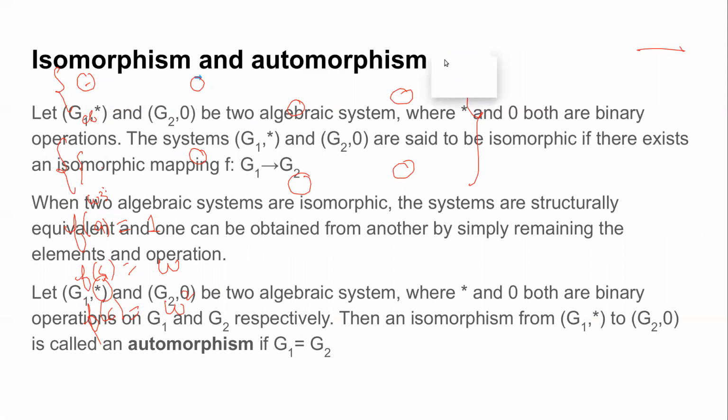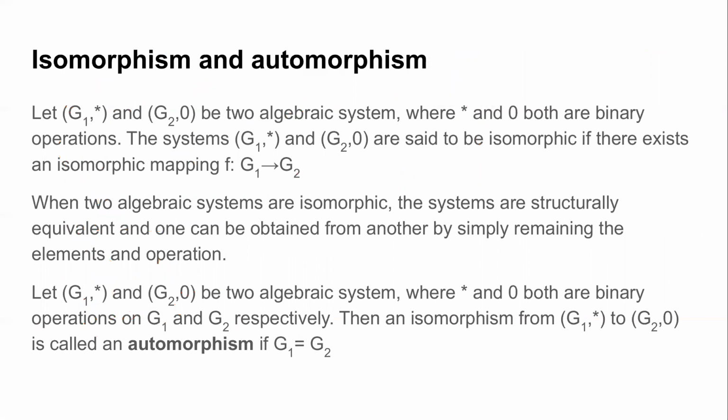Okay, finally, the term automorphism. Automorphism is a special case of isomorphism where the two groups are actually equal. If you show that there are two groups, say G1 with star and G2 with another operation, between which there is a mapping such that every element of G1 can be mapped to G2, and it turns out that G1 and G2 are the same, such kind of morphism is known as automorphism.